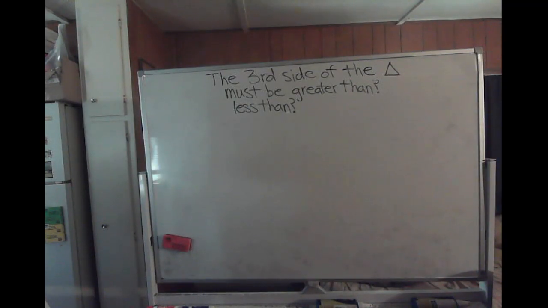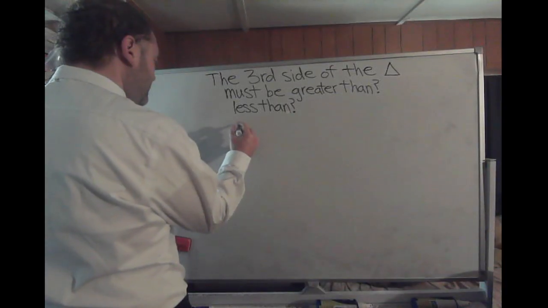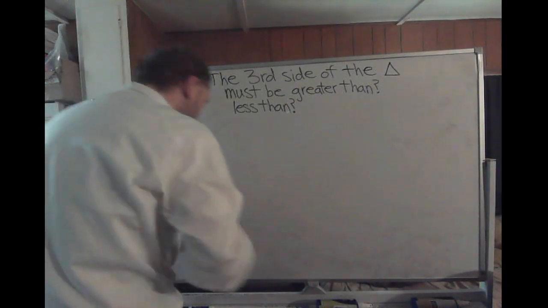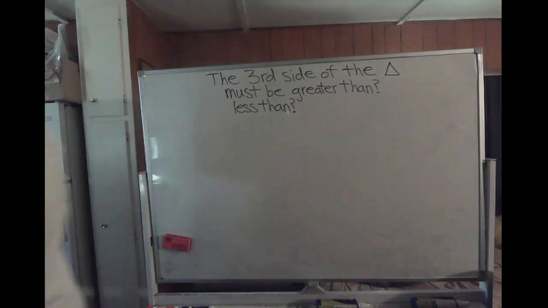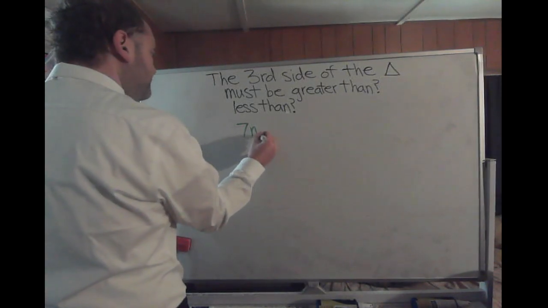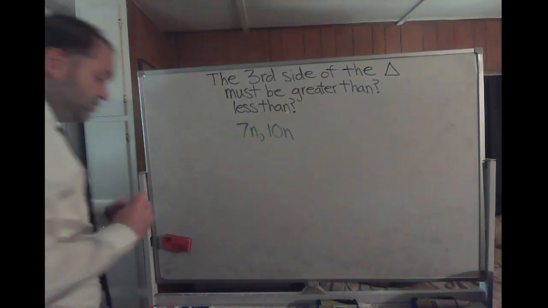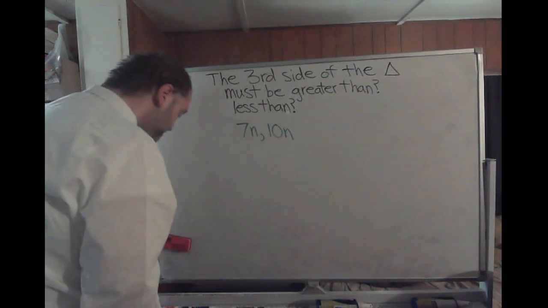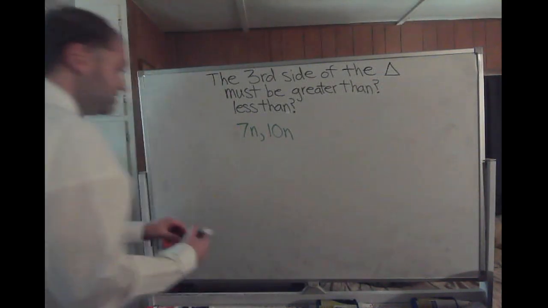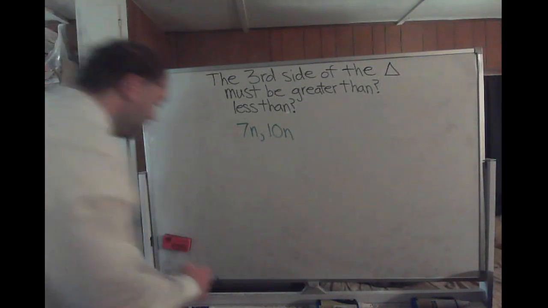Alright, then they throw a variable in the book. Actually, I think we'll do 2 more. There's a reason for that. We have length of 7n and 10n. All of a sudden we got variables, but that's still not too bad. So we're going to do 2 more because they have variables.